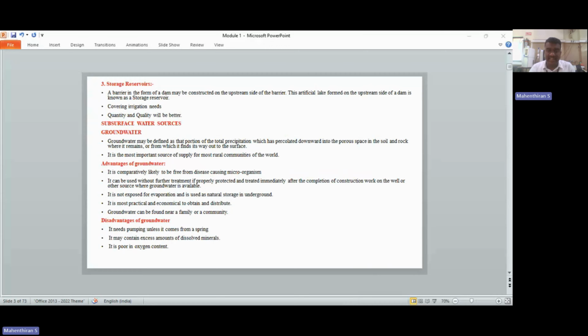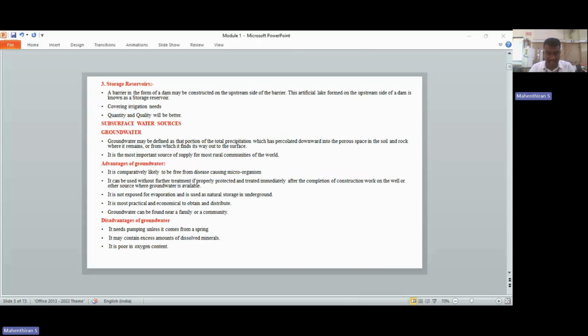And the final thing is local availability. Groundwater is usually available near the place of use itself. For example, near a village. This reduces the need for long pipelines and transportation infrastructure.